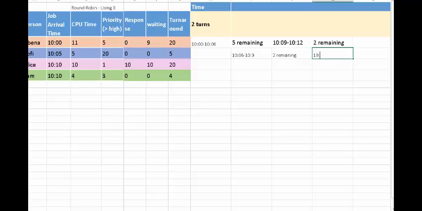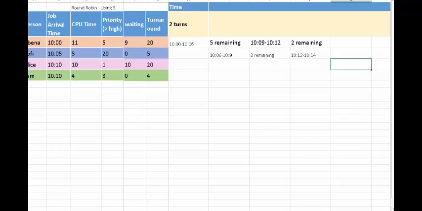10:12, but he only needed 2, so he's going to go to 10:14. So Alice is available as well. It's round robin, so it's sort of cycling between them, just going through. So next, Alice is going for 3 of hers. Kofi now has just 1 remaining, by the way.